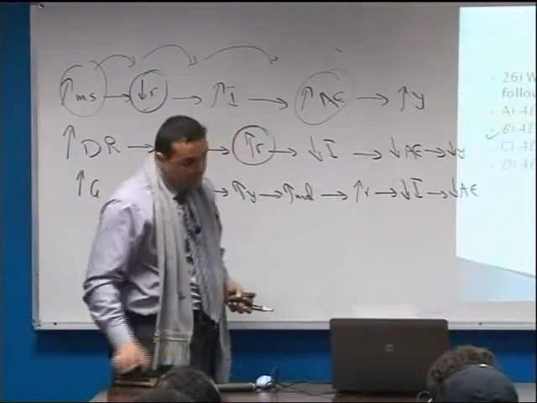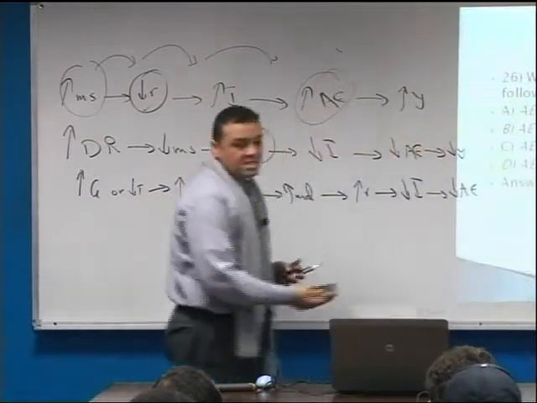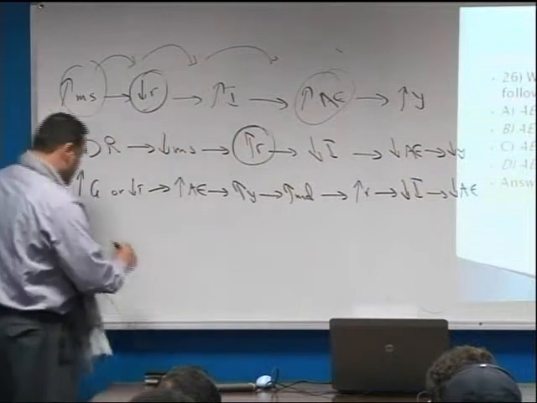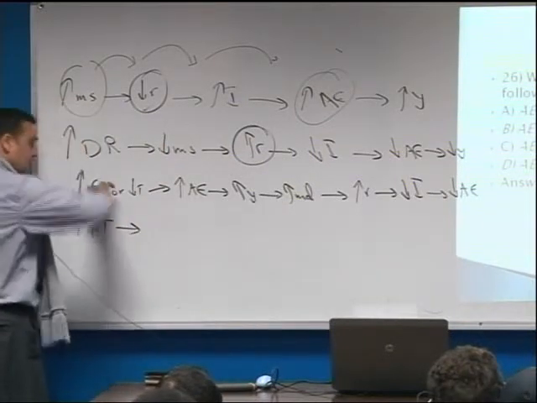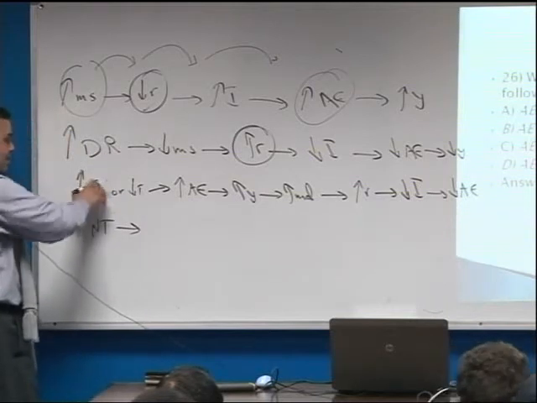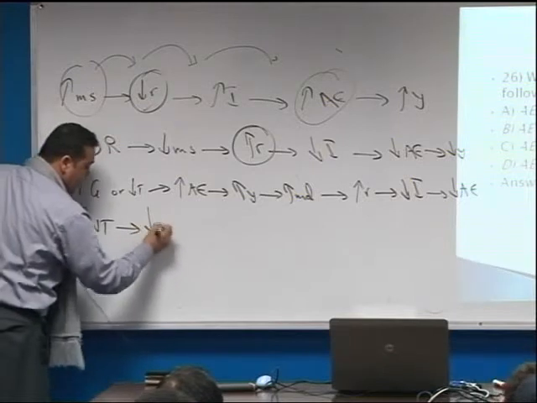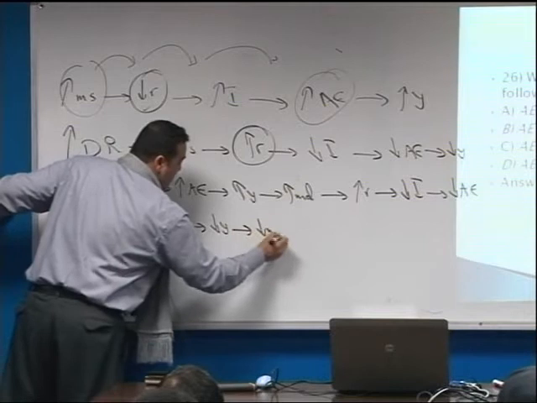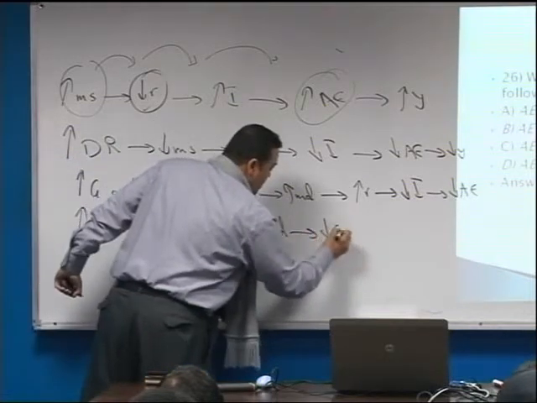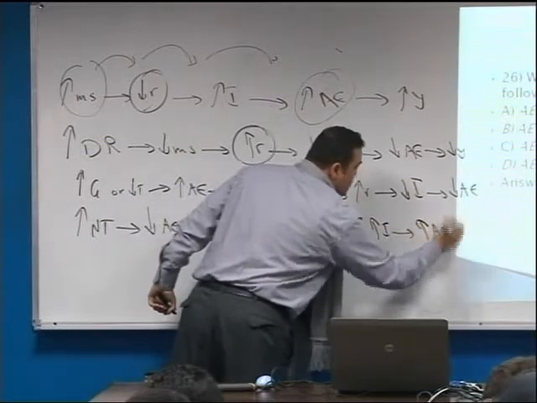Which of the following sequence of events follows an increase in the net taxes? Increase in the net taxes has the same direction, the same effects, as decreasing the government spending. So this leads to decreasing aggregate expenditure, decrease Y, decrease money demand, decrease R, increase I, increase aggregate expenditure.